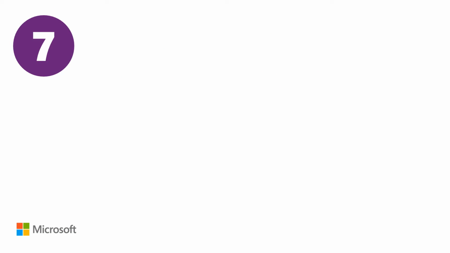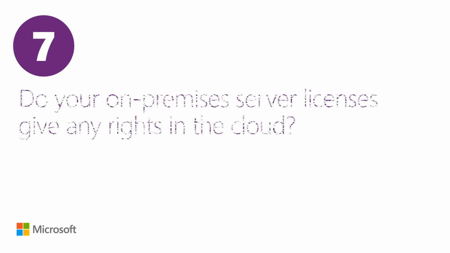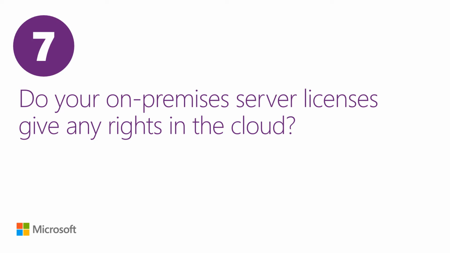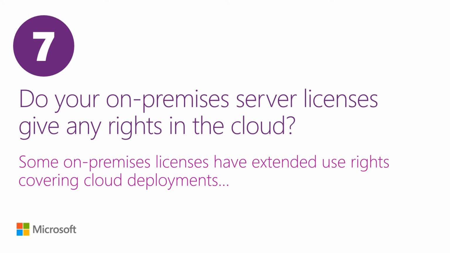Checkpoint item number 7 is this. It's worth seeing if your on-premises server license gives any rights in the cloud. Some licenses do, and this is the idea of extended use rights. The example I'll take for this section is Windows Server again, and if there is active software assurance on the traditional Windows Server licenses, then an organisation can take advantage of something called the Azure Hybrid Use benefit. Let's have a look at that in action.